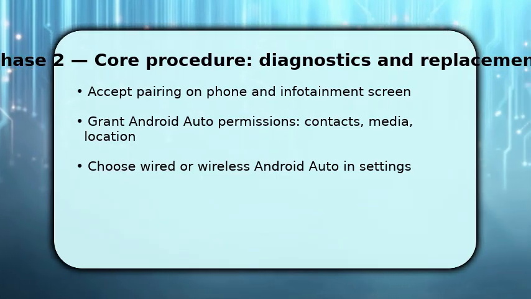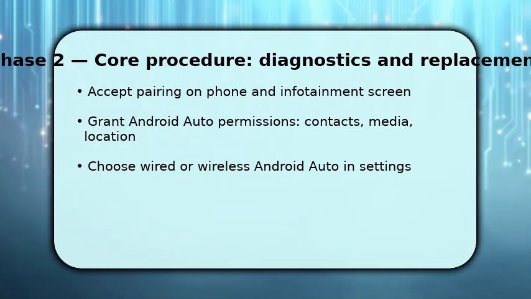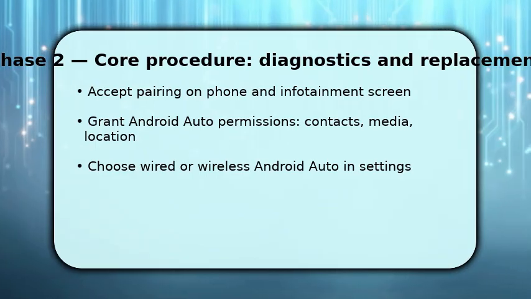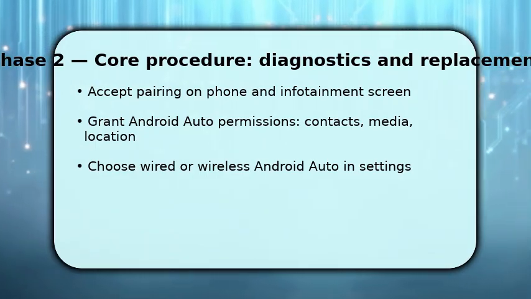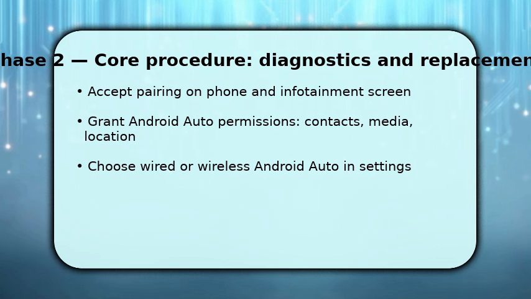Open Android Auto settings and select wired or wireless mode. Wired is more stable, while wireless frees the cable. Make sure both apps and the car firmware are up to date to avoid hiccups.